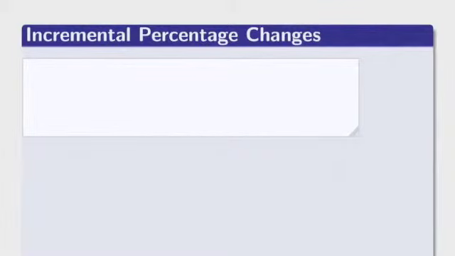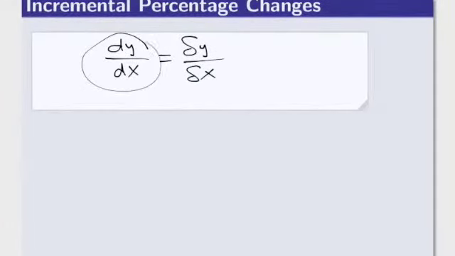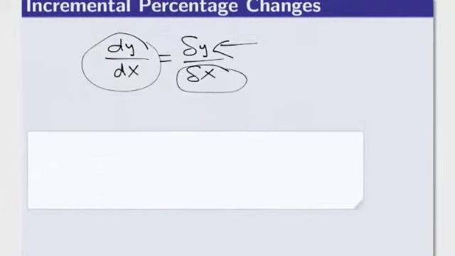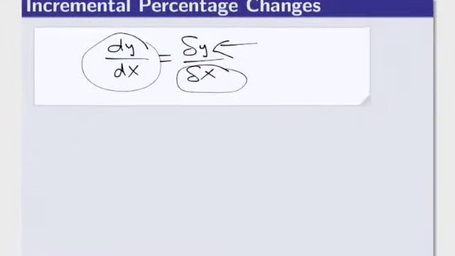So we've already seen this expression dy dx evaluated at a particular point of x is equal to incremental change in y over incremental change in x. So if we know this value and this value, we can then compute delta y. That's what we looked at so far.